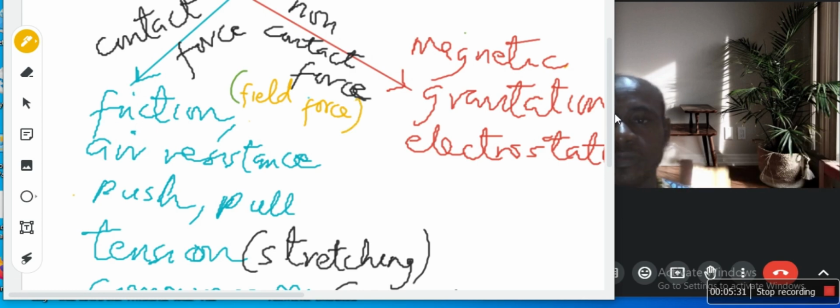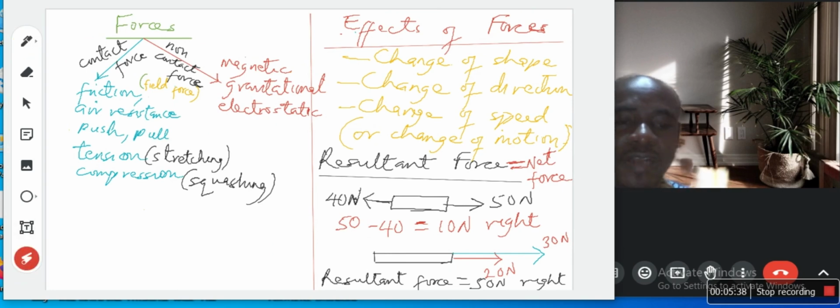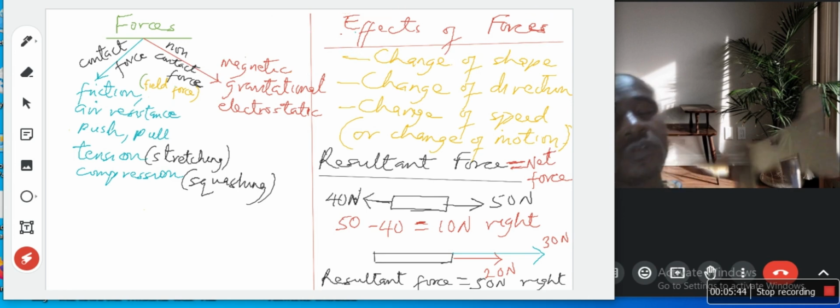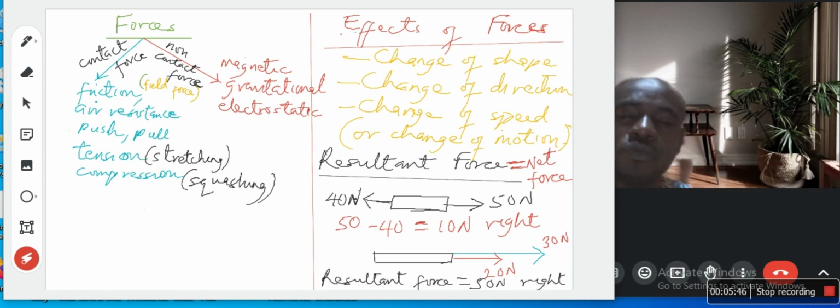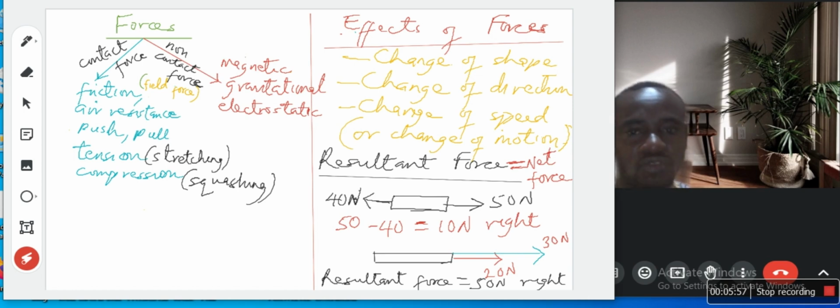Let's look at some of the things that will happen when a force acts, what we call effects of forces. When a force is acting on an object, it can cause the object to change its shape. It could squash, stretch, bend, twist. So the object changes its shape. This is one of the effects of forces.